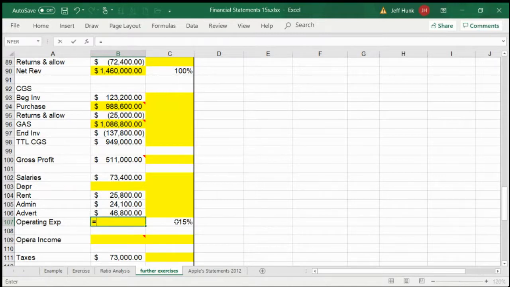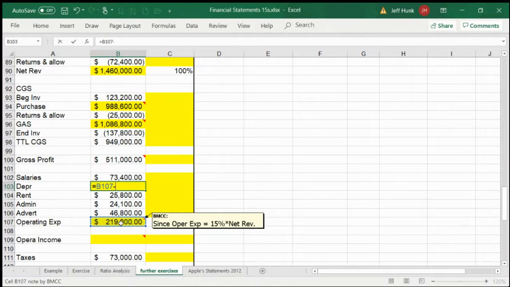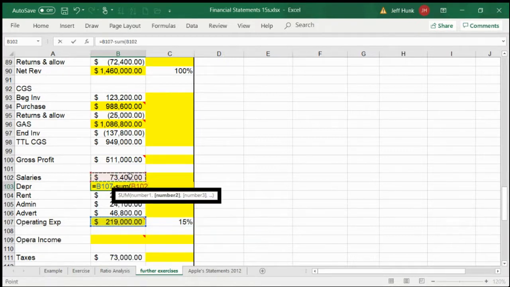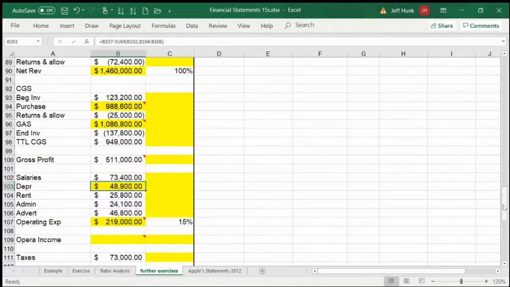So what we do is we'll multiply this by 15%. That's this. And then what is this? Depreciation will be this minus some of these other things. This one is the only thing that is separated, but the others are in a contiguous range. So you can just highlight them. There you go, we got that.